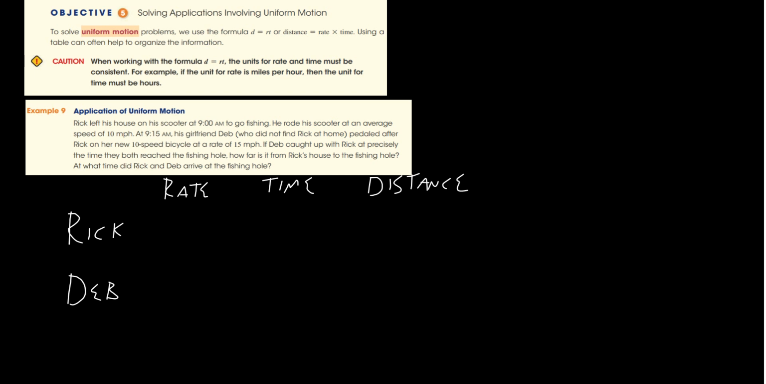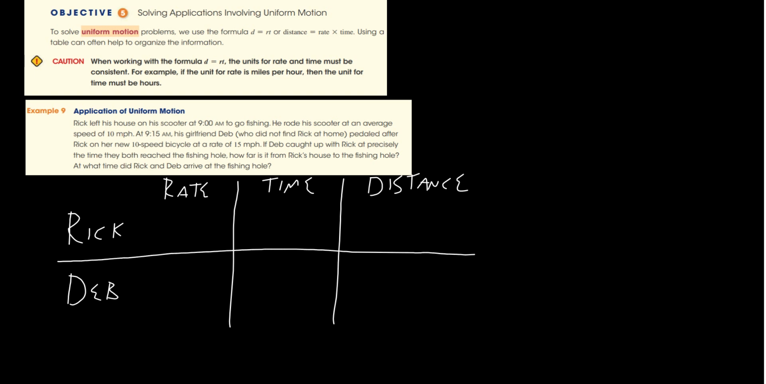I don't necessarily need to put this here, but I will to make it look nice and neat. And I'll do a different color. All right, so what is Rick's rate? Well, Rick's rate, it reads, is 10 miles per hour.